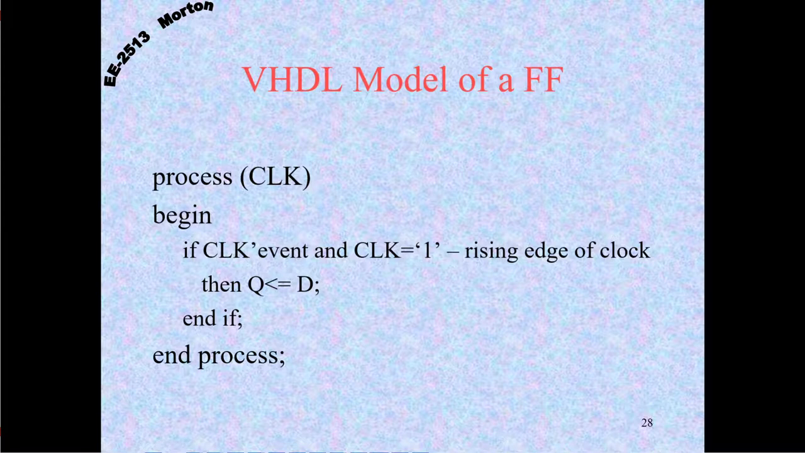All right, and then within this if statement, we have one assignment statement. Q is assigned the value of D. So this will not execute when D changes. It only executes when the rising edge of the clock hits. And that's one of the differences. If this were an assignment statement and not in a process block, then anytime D changed, Q would follow. But since it's in a process block, it's only limited to changing when the clock edge hits. And in this case, only the rising edge. Then we have end if and end process.